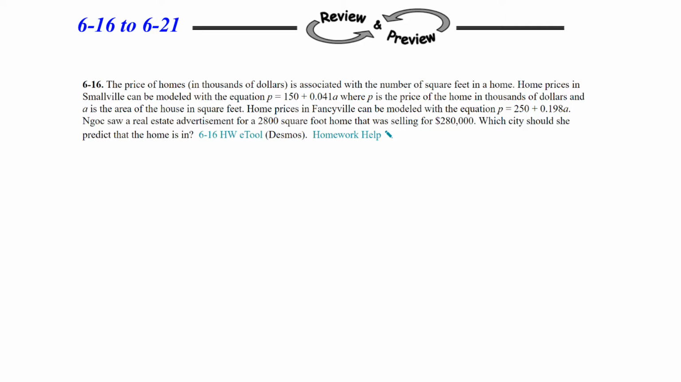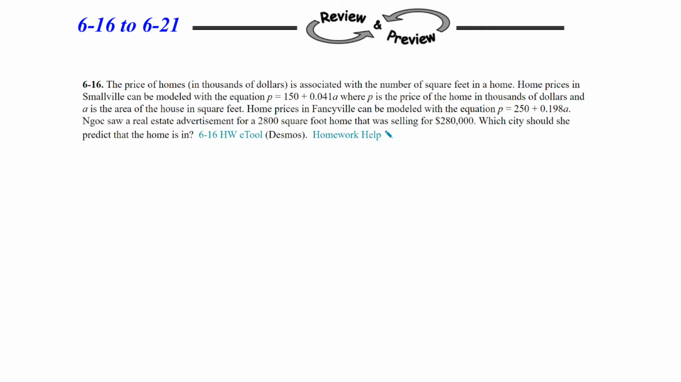The price of homes in thousands of dollars is associated with the number of square feet in a home. Home prices in Smallville can be modeled with the equation P equals 150 plus 0.041 times A, where P is the price of the home in thousands of dollars and A is the area of the house in square feet. Home prices in Fancyville can be modeled with the equation P equals 250 plus 0.198 times A. Noah saw a real estate advertisement for a 2,800 square foot home that was selling for $280,000. Which city should she predict that the home is in?